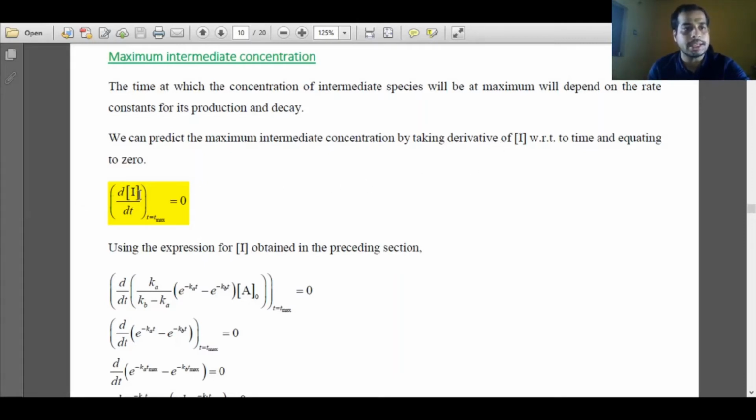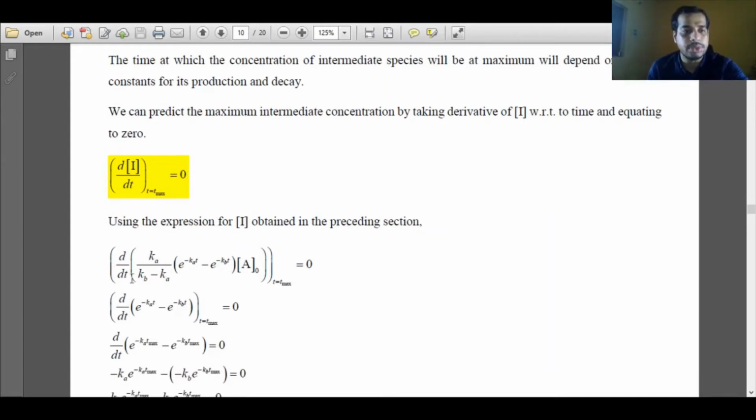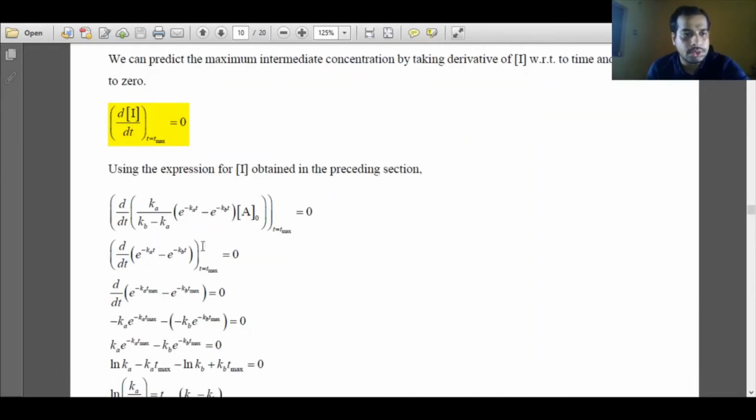We have obtained an expression for intermediate concentration. So we have to differentiate that expression with respect to time, and we have to set that time as T max, and the total value we have to set equal to 0. So if we do that, d over dt, and intermediate concentration we have already obtained in equation 10. So equation 10 I have substituted here. Time is replaced as T max and the expression is set equal to 0. So Ka over Kb minus K is constant.